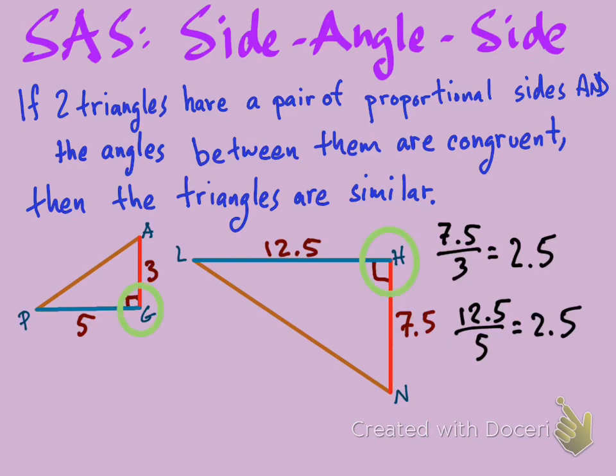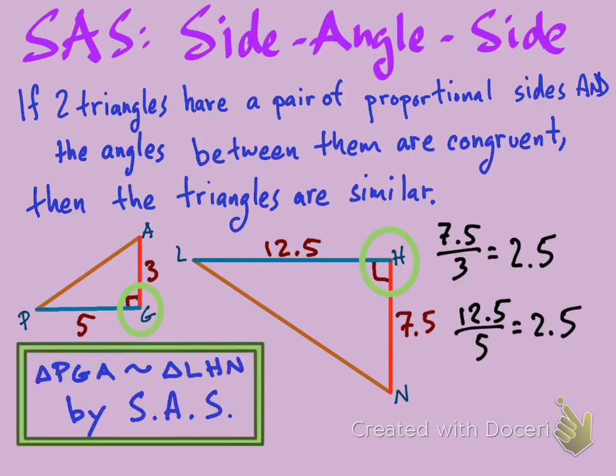Therefore, with the congruent angles in between those two sides, that's enough to tell me that triangle PGA is similar to triangle LHN by side angle side similarity. All right, so that's my complete similarity statement, and I'm naming the similarity shortcut for this particular pair of triangles.